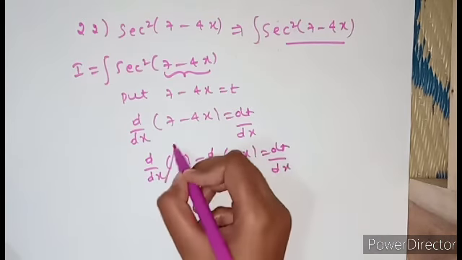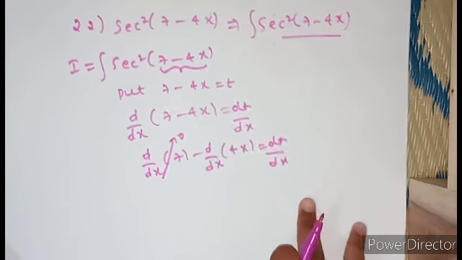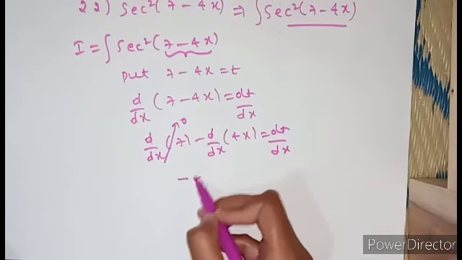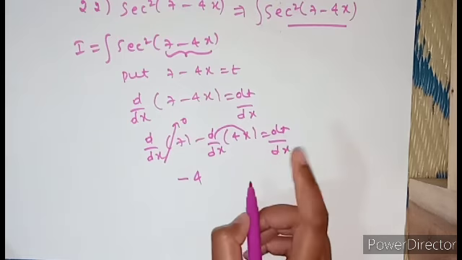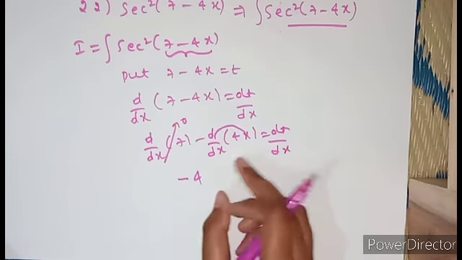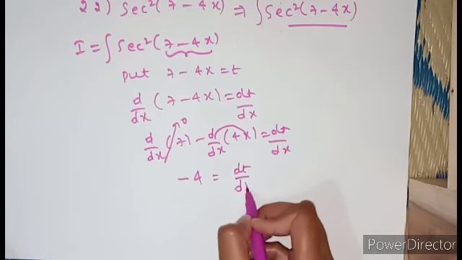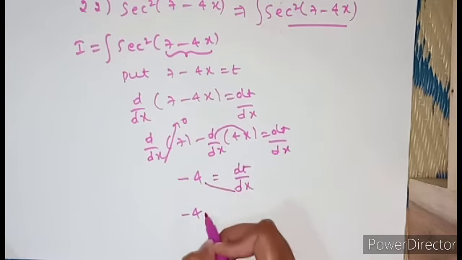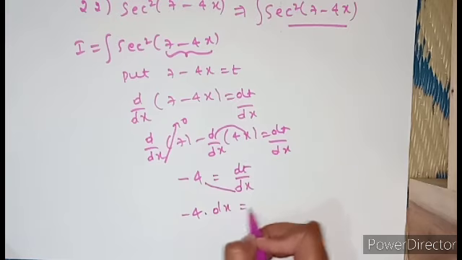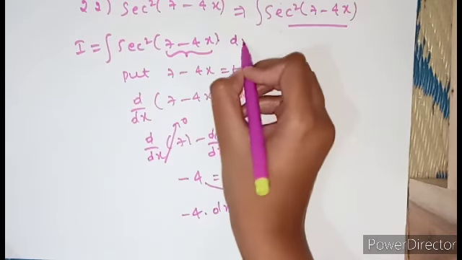Now the derivative of 7 is 0 since 7 is constant. Minus as it is, take 4 constant, and the derivative of x is 1. So minus 4 into 1 is minus 4, so minus 4 dt upon dx. Now shift this dx to the left hand side. It becomes minus 4 dx equals dt. Don't forget to put dx.